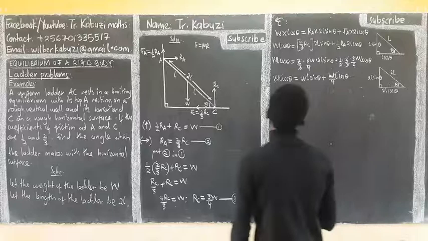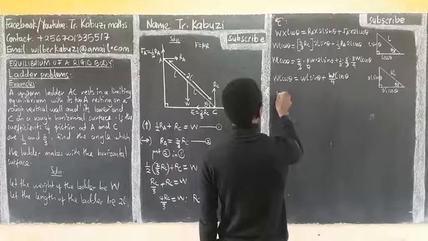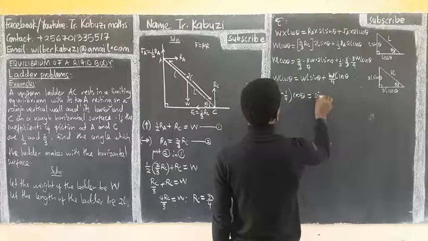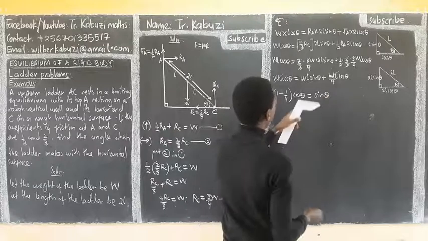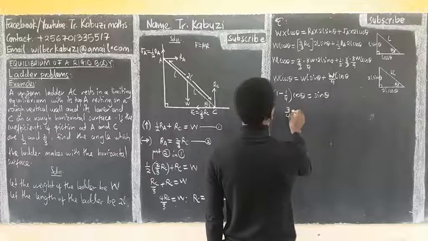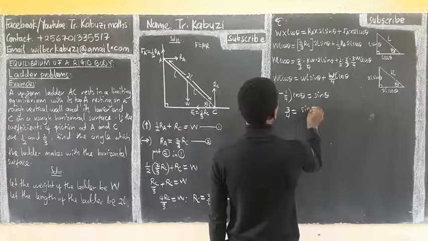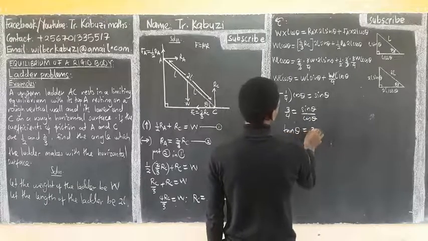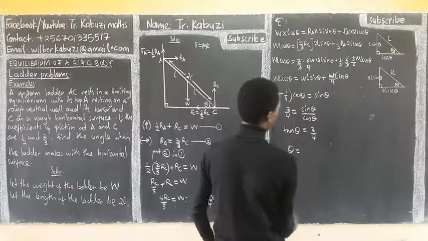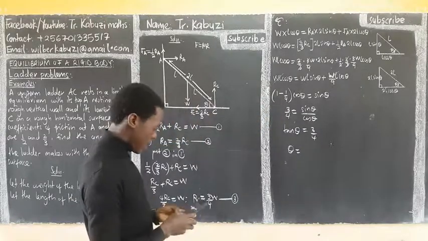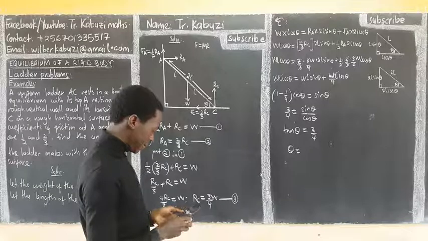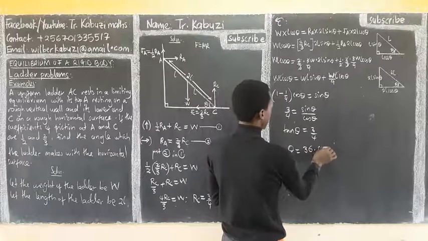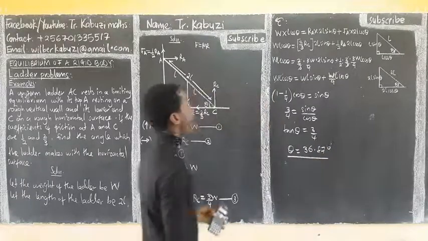If I bring this to the other side, I have 1 minus a quarter cos theta equal to sin theta, which I can simply divide. So on this side I have 3 over 4 equal to sin theta over cos theta. So my tan theta is 3 over 4, and so my theta is going to be, from there, you get your calculator. I'm getting 36.87 degrees, and that's going to be our answer.